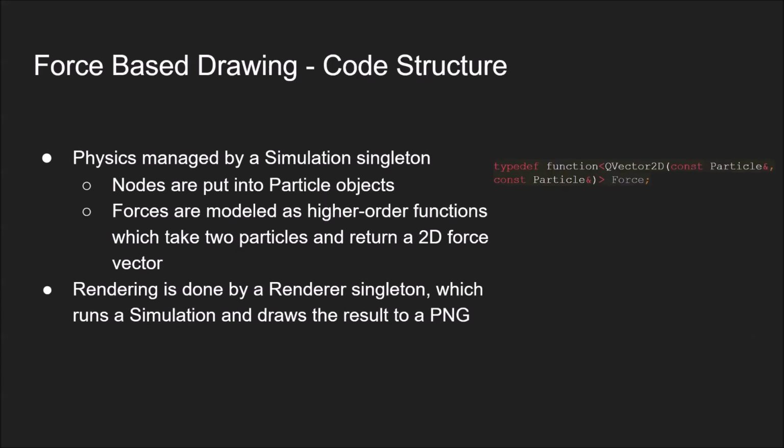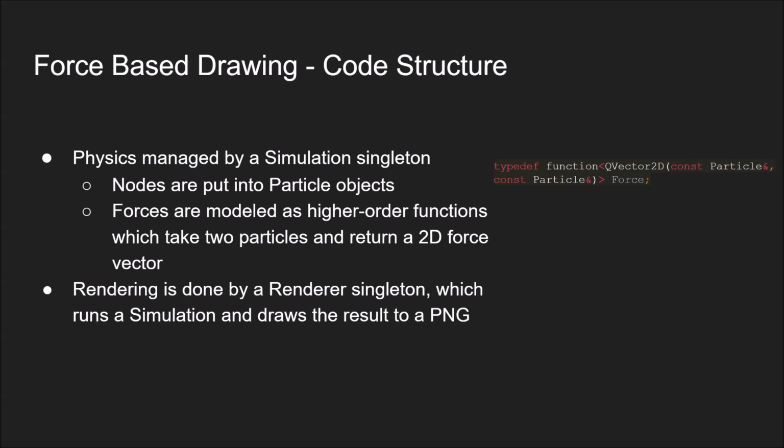Right. So for the code structure of force-based drawing, we have a simulation singleton which controls the physics logic for our code. Each node is put into a particle object which has some basic attributes like position, velocity, acceleration, mass, etc. And then forces themselves are modeled using higher order functions. So a force is just a typedef to a function that returns a 2D vector and takes in two particles. So you can think of it as a formula for a force, for instance.